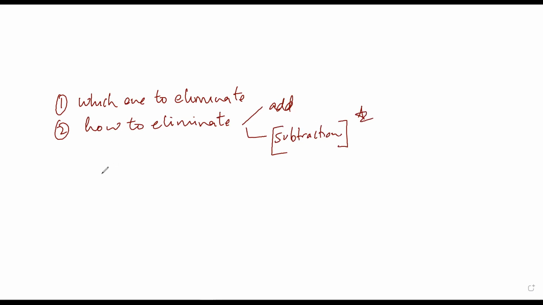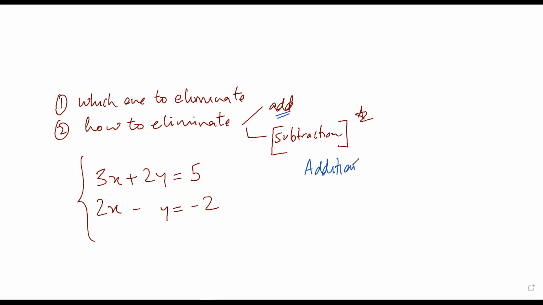So for example, if I have an equation like 3x plus 2y is equal to 5, and I have another equation like, let us assume, 2x minus y is equal to minus 2. Now I have decided that I will eliminate using addition. Let us assume I have said that I will use addition to eliminate. This is my decision.